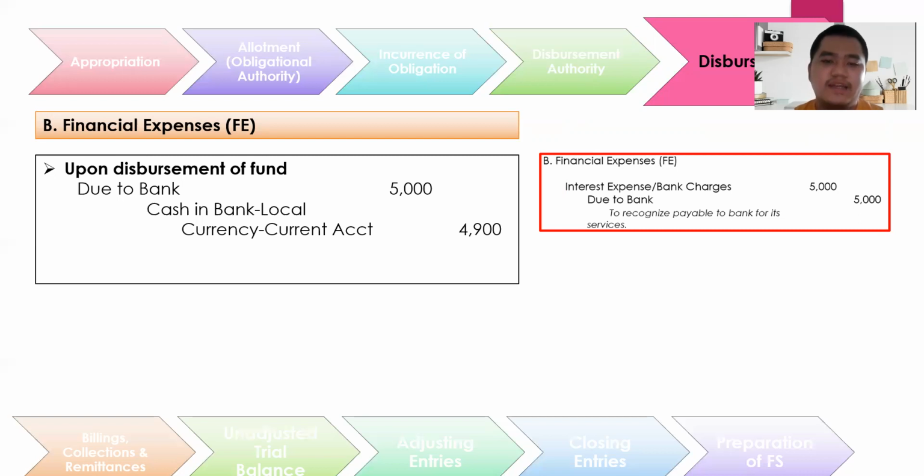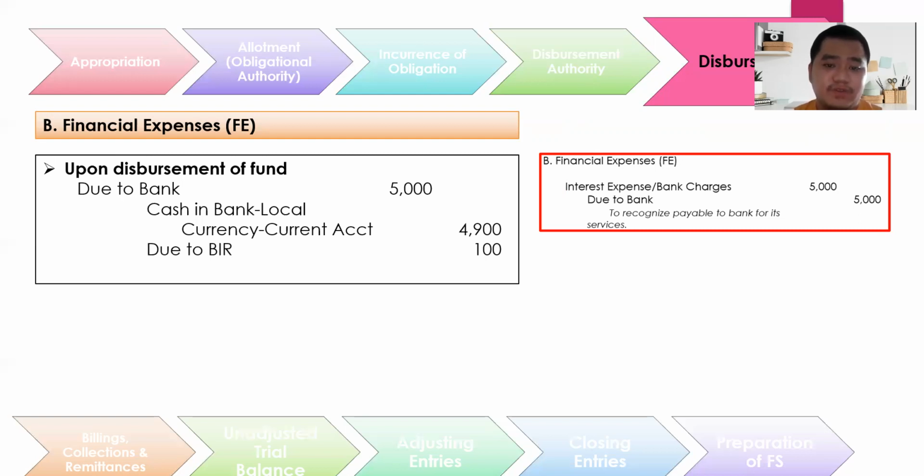So what about the remaining 100? The remaining 100 will be recorded as a credit to due to BIR. So it represents the withholding tax or final withholding tax for the bank charges or interest expense.